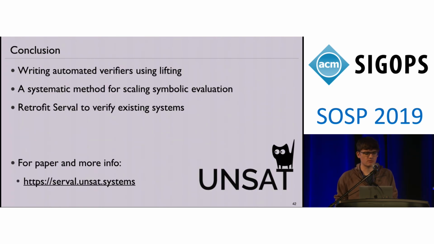So in conclusion, today I've talked to you about how you can write automated verifiers using Serval by lifting interpreters into verifiers. And we've provided a systematic way for scaling symbolic evaluation to help you verify things when the verification performance is bad. And finally, I've shown you how to retrofit Serval to existing low-level security monitors like Certikos and Komodo. And hopefully the next time that you decide to verify a system, you have a better idea of the trade-offs that automated verification can afford. And for the paper and more info, you can visit that URL.